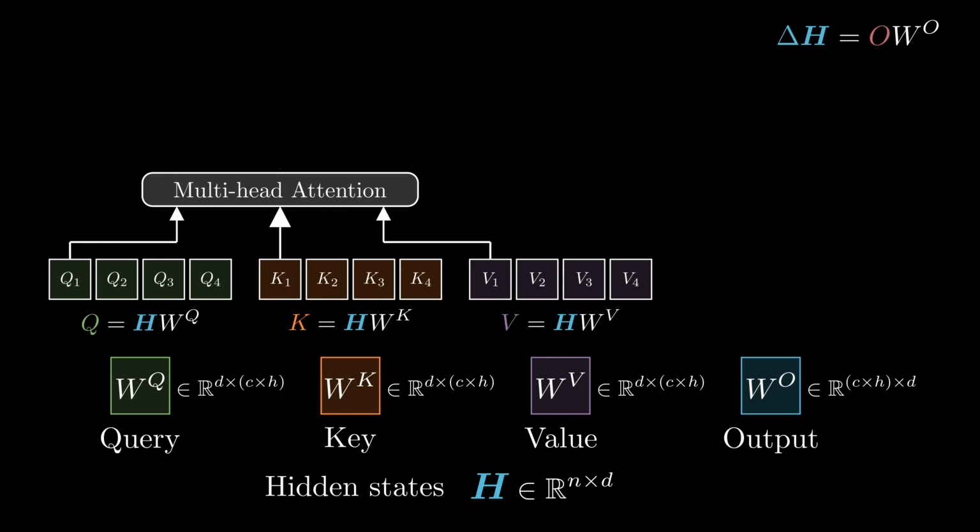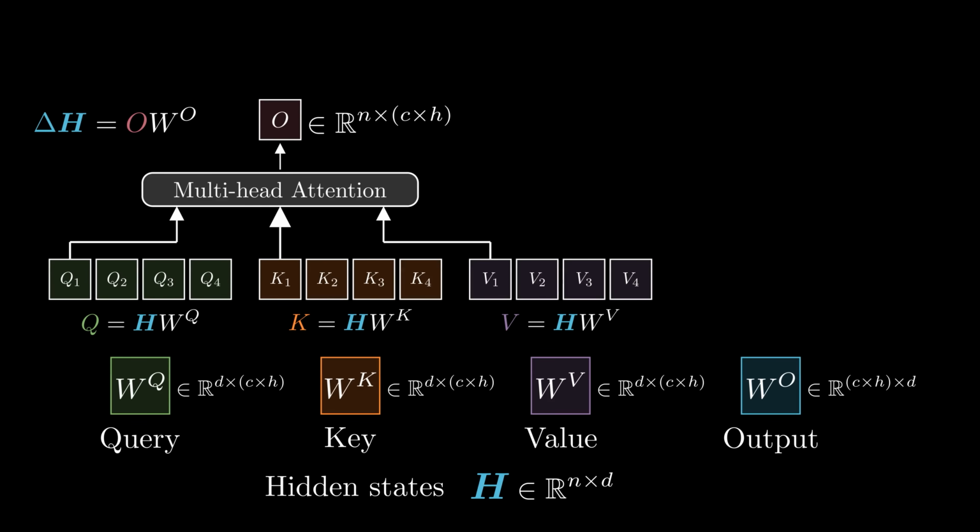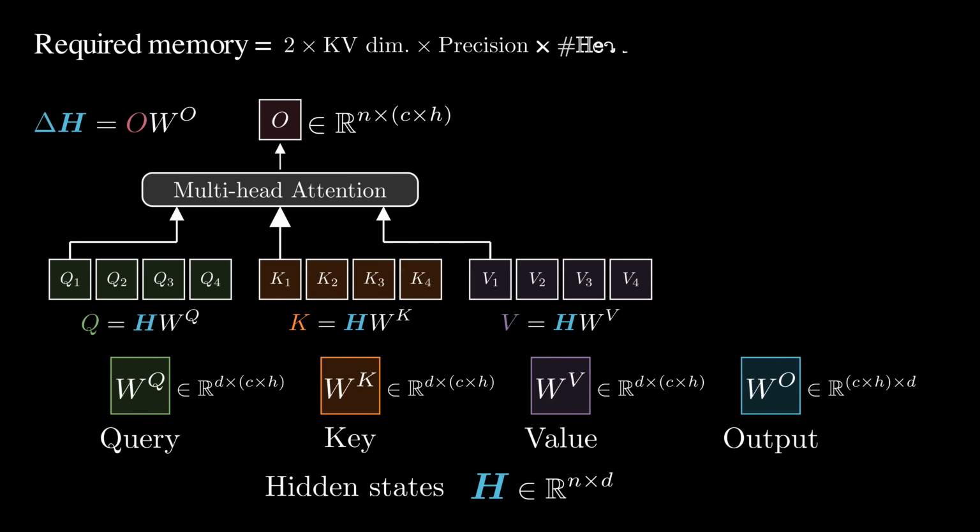In standard multi-head attention, during inference or decoding, we must cache the key and value vectors from all previous tokens. Therefore, the total key value cache memory is 2 for keys and values, times the head dimension, times the precision in bytes, times the number of heads, times the number of layers, times the sequence length. This is a lot of memory. How do we reduce the memory cost?